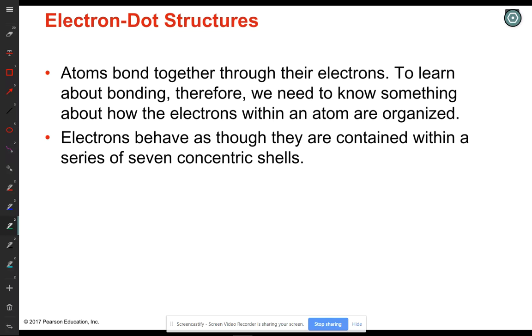Okay, so electron dot structures, otherwise known as Lewis dot structures.